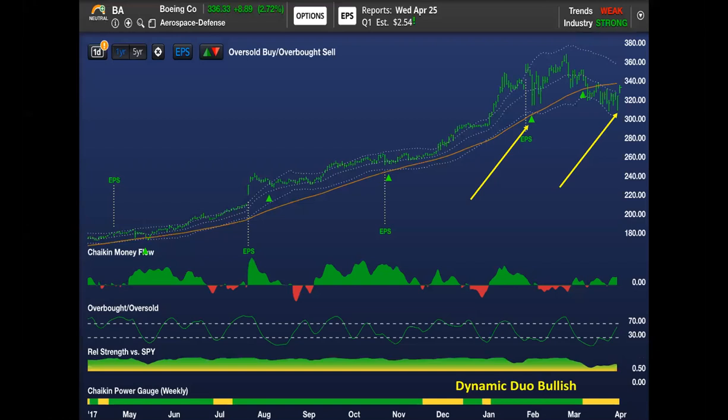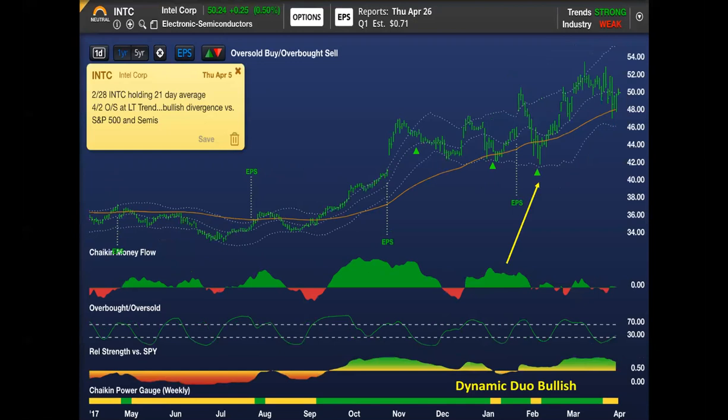If you've narrowed the universe down to a few stocks that you're monitoring for opportunities, you're going to find these opportunities in stocks like Boeing. And you'll also find them in stocks like Intel, which in the middle of that waterfall decline in early February gave us an oversold buy signal.